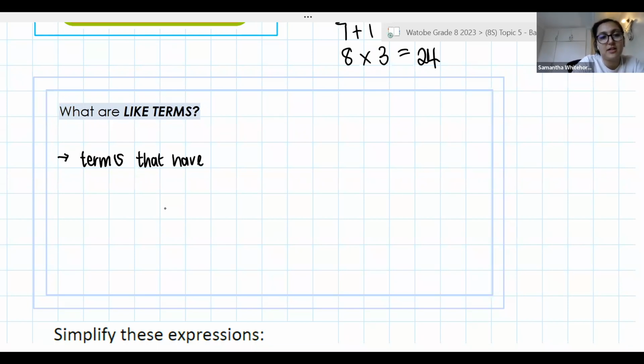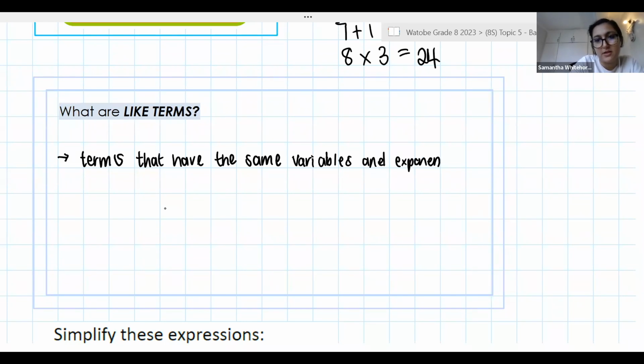Now I'm going to add here: and the same exponent. Let me just write it and then I'm going to say words. Okay, got there in the end. Alrighty, so like terms have the same variables and exponents. Now we haven't done exponents yet. We're going to do exponents in term 2, but I want to put it there because it is important that we realize that exponents are also important when identifying like terms.